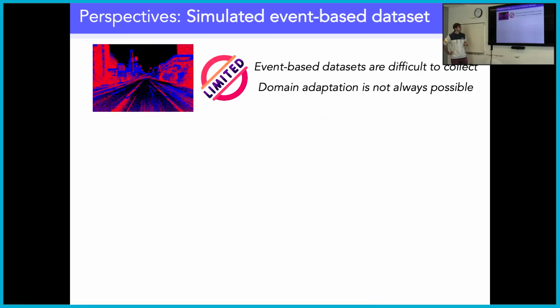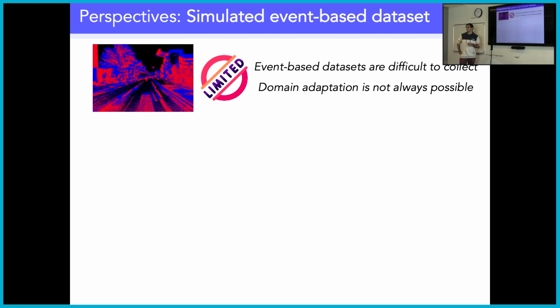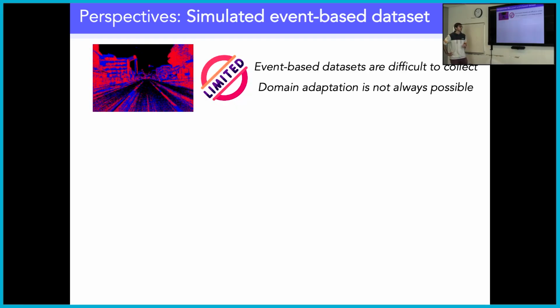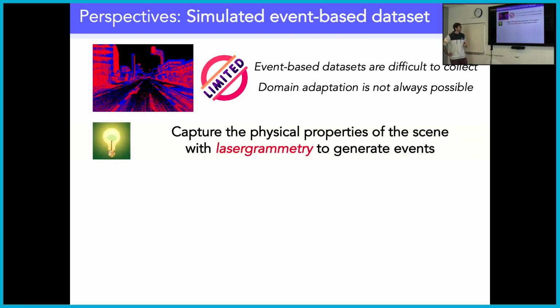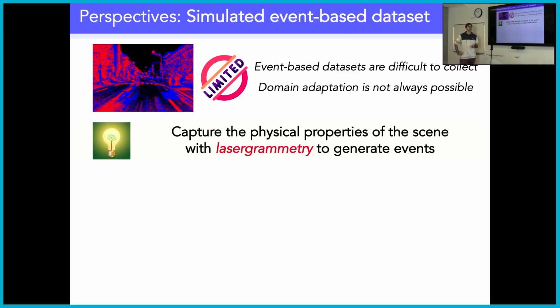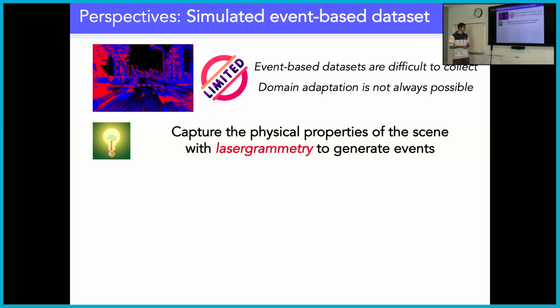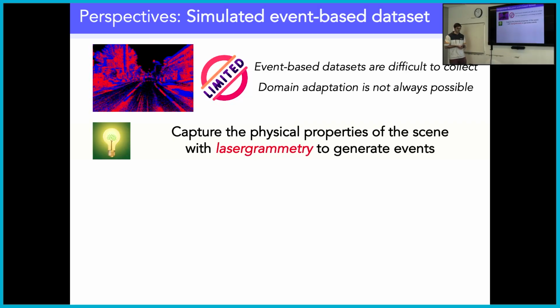Last point, I told you that event-based data sets are quite difficult to collect. Those that I showed you took a lot of time to the group that did it. And domain adaptation is not always feasible. So one idea is to do some simulation: start from RGB data or from some data collected in the environment to generate events. Several groups are working on that, and there are more and more.